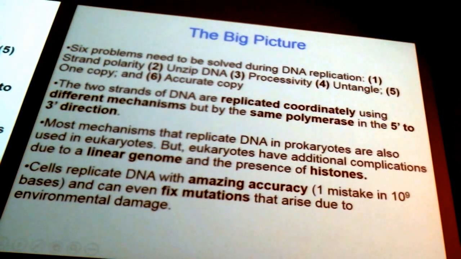Another reason for challenges in the eukaryotes is there are histones. The DNA is wrapped around histones, so every time you replicate DNA, you're making twice as much DNA. You now need to have twice as much histones, and you have to make sure that those are replicated. So we'll talk about those challenges. And then we'll talk about DNA repair in the context of this amazing accuracy with which replication routinely proceeds. 1 in 10 to the 9, okay, which is an amazing accuracy. And we'll also talk about how mutations get fixed. So this is sort of the overview. As we go through, I'll take you through each of those steps.